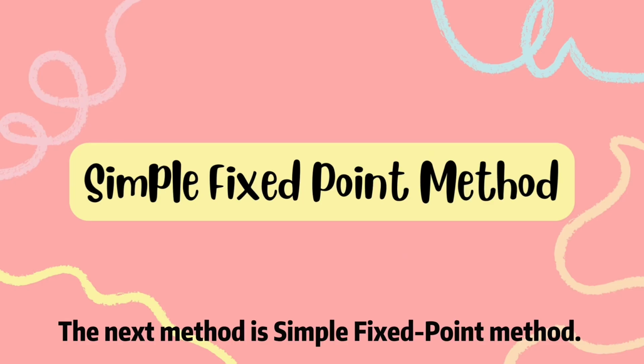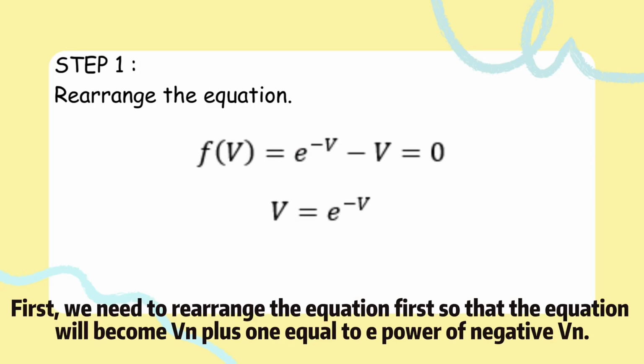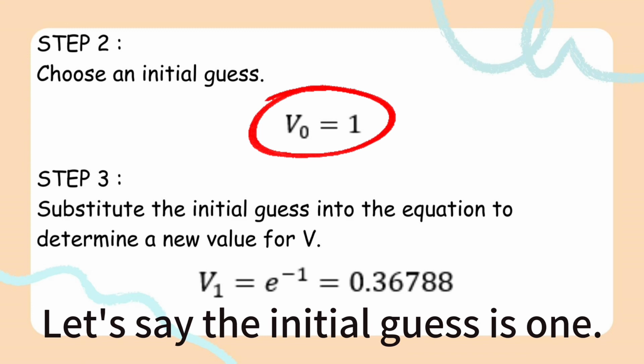The next method is the simple fixed point method. Let's take a look at how this method works. First, we need to rearrange the equation so that it becomes V(n+1) equal to e to the power of negative Vn. Then, we should choose an initial guess. Let's say the initial guess is 1.